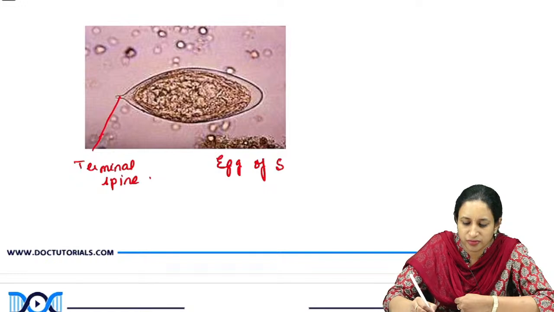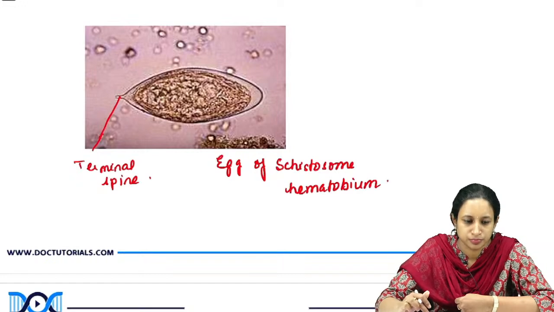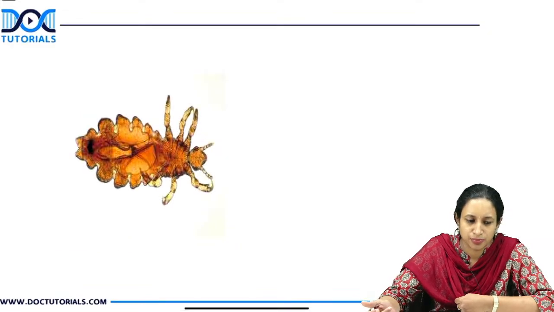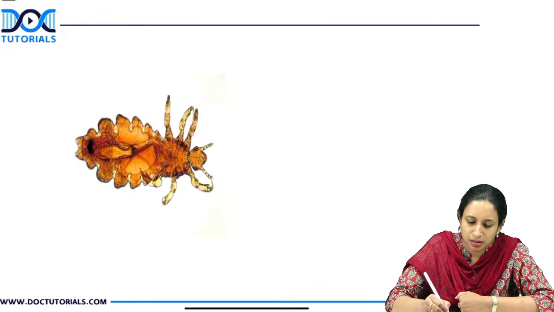Very good. Egg of Schistosoma hematobium. Can you identify this? What is this? Is it a tick? Is it a mite? Identify this particular one. So this is nothing but a louse.